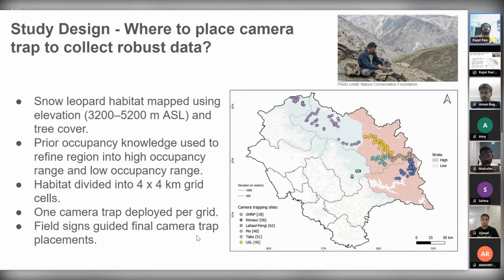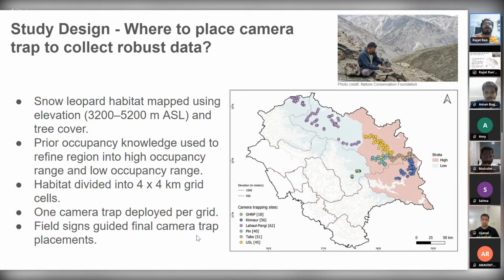First, we used QGIS to understand which regions we wanted to place the camera traps in. We mapped the snow leopard habitat according to the elevation in which they're generally distributed, and the tree cover data that we get from Dynamic World. There was also prior occupancy knowledge used from earlier studies which did interview surveys of locals in the region. And we defined a region of higher strata and lower strata in terms of density of snow leopard probability.